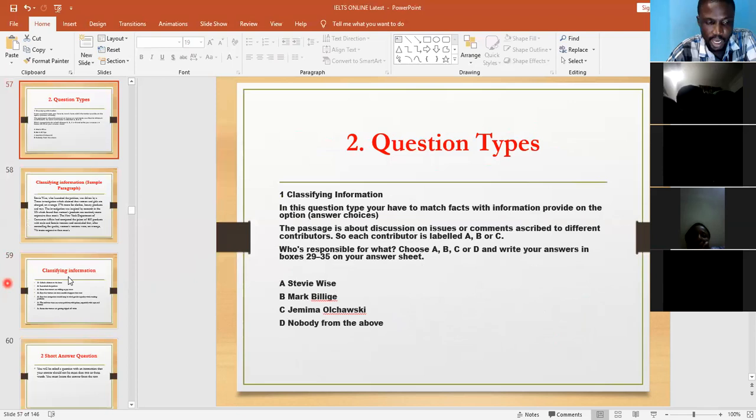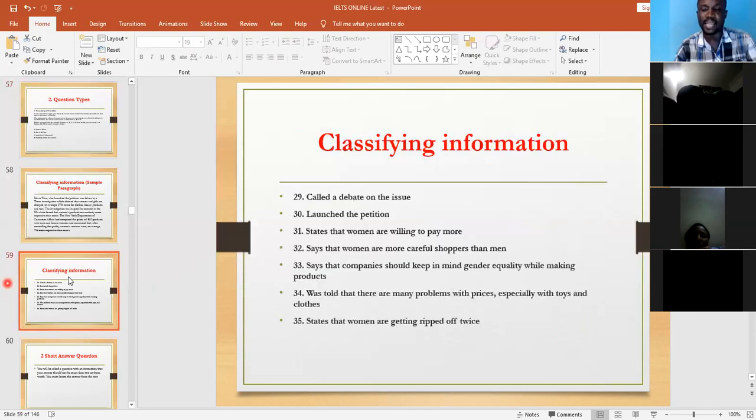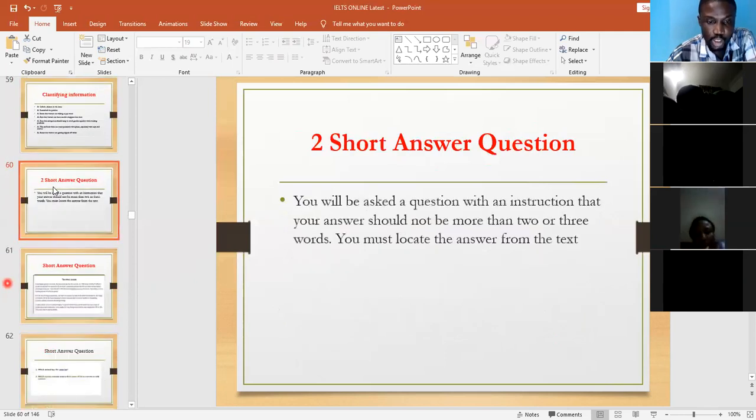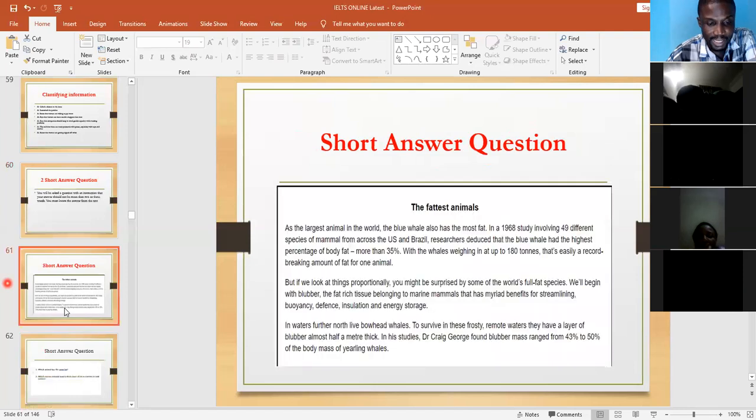Okay, so that is it about classifying information. It is about 3 people who make a discussion in a whole paragraph. Now let's go into the next question. The next question is the short answer question. You'll be asked questions directly from a passage like this.